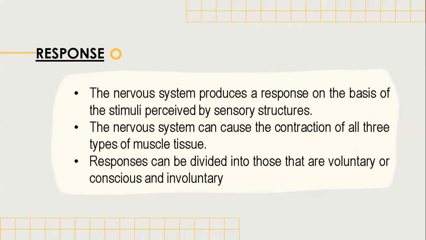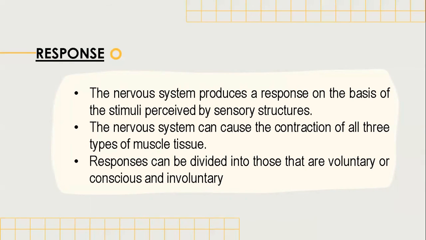Next is the response. The nervous system produces a response on the basis of the stimuli perceived by the sensory structures. An obvious response would be the movement of our muscles, such as withdrawing a hand from a hot stove. And our nervous system can cause the contraction of all three types of muscle tissue.